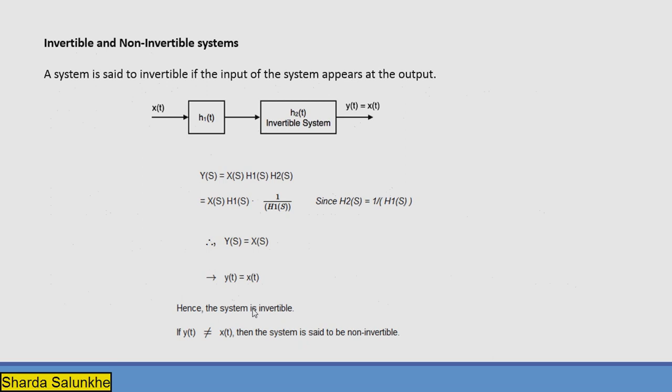Next, invertible and non-invertible. The system is said to be invertible if the input of the system appears at the output. That is, if x of t is the input fed to h1 of t, and h2 of t is the invertible system, then the output will become y of t is equal to x of t. That is, y of t is x of t convolved with h1 of t. If you convert into the s domain, that is equal to x of s into h1 of s into 1 by h1 of s.